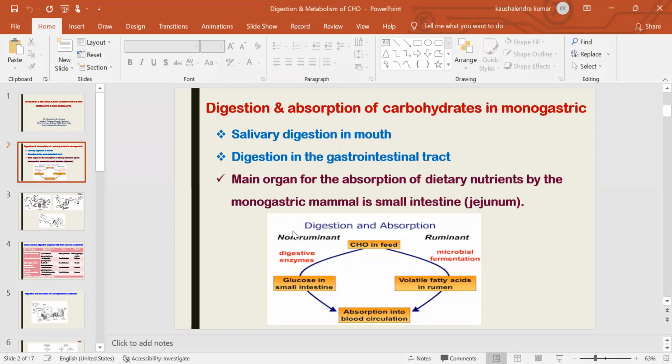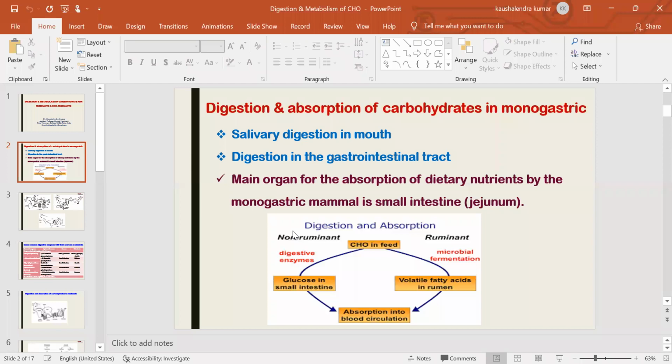So digestion, you know about the digestion. Digestion starts from the mouth itself, and we will see how monogastric animals digest and absorb nutrients from the different kinds of feeds they consume. First of all, the digestion takes place in the mouth, and that is known as salivary digestion.